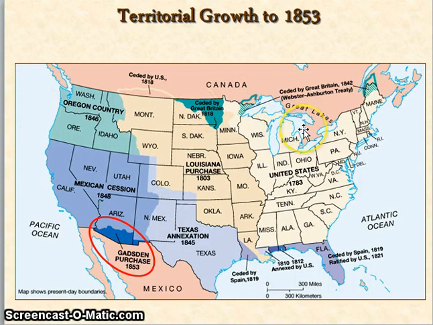So America gets all of this, and here's the Webster-Ashburton Treaty. It's giving us the land. It settles our border with Canada right here. So we're really getting everything that we want during this time period.